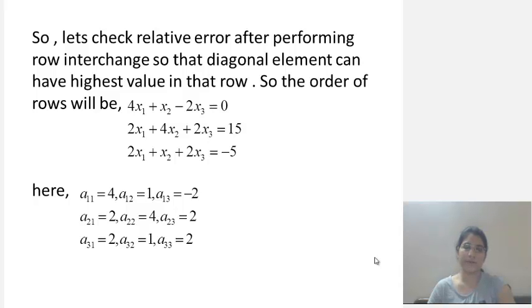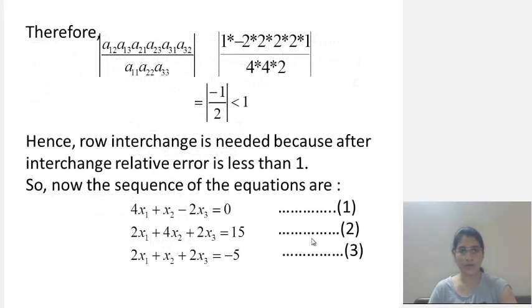So let's check the relative error after performing row interchange so that the diagonal element has the highest value in that row. So the order of rows will be: the last row is set as the first row, the first row is set as the second row, and the middle row is set as the last row. Here a11 and the values of all these coefficients will be changed, and this is equal to this. Therefore, the relative error will be equal to minus 1 by 2, which is less than 1. It means after interchanging the rows, we are converging towards the correct answer. Therefore, we will follow this sequence of equations.